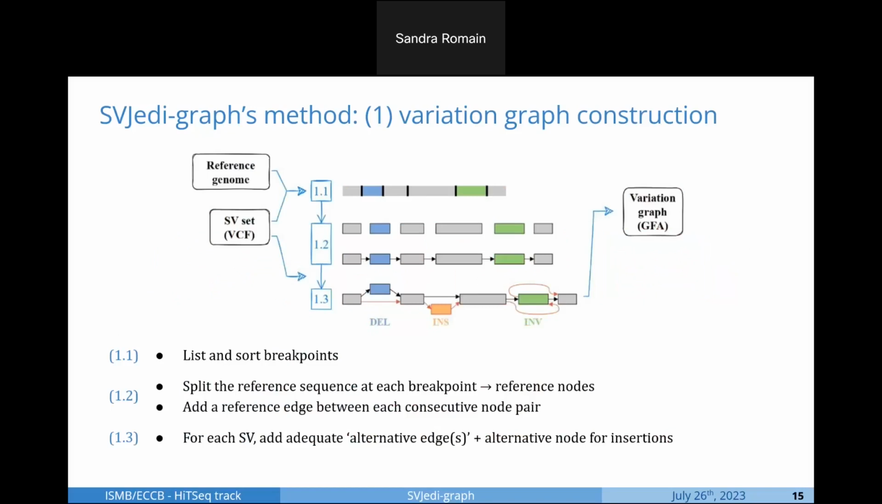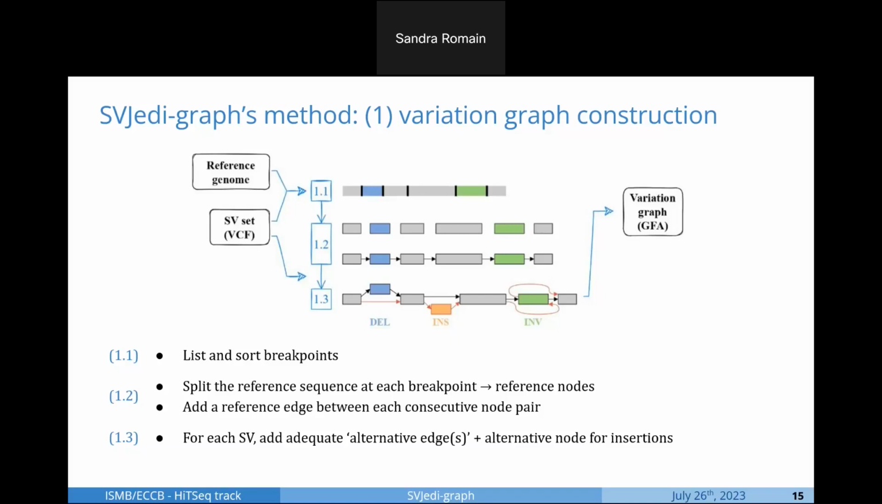First, we list and sort all breakpoints for each chromosome. Then the reference sequence of the chromosome is split at each breakpoint position, and the resulting sequence fragments become the reference nodes in the graph. Then between each reference node pair, we add the reference edges. They represent the reference alleles of the SVs in the graph, and as a whole, they form the reference path of the genome.